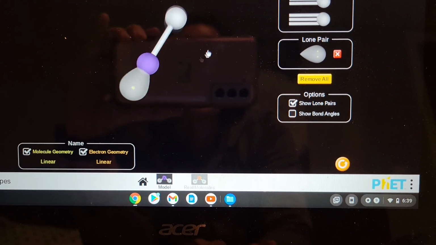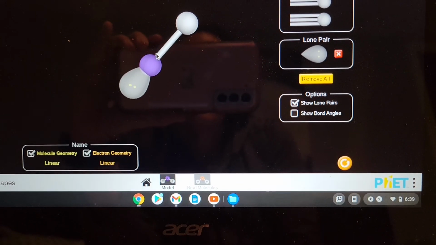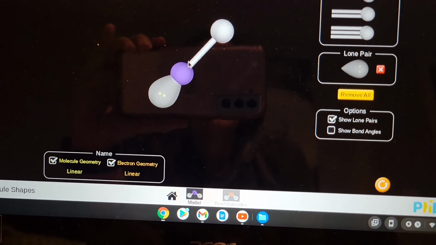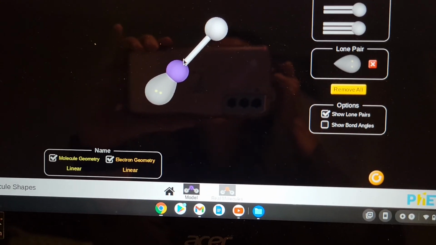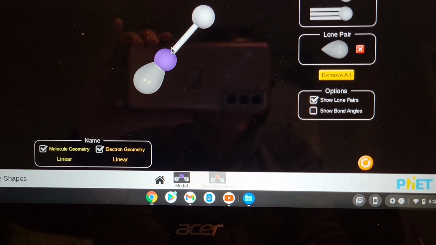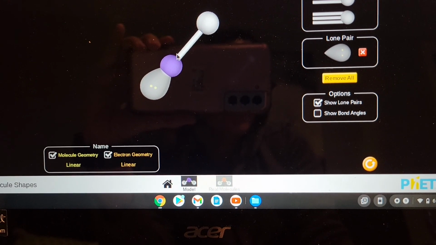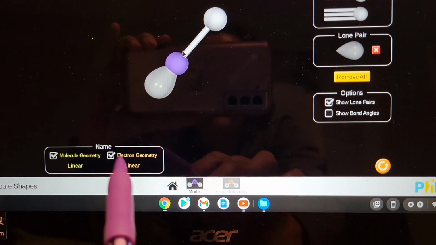All right, and then look at its geometry. So it didn't really change its shape. So our electron geometry is linear. Our molecular geometry is linear, and I'm just getting that from down here in the corner.